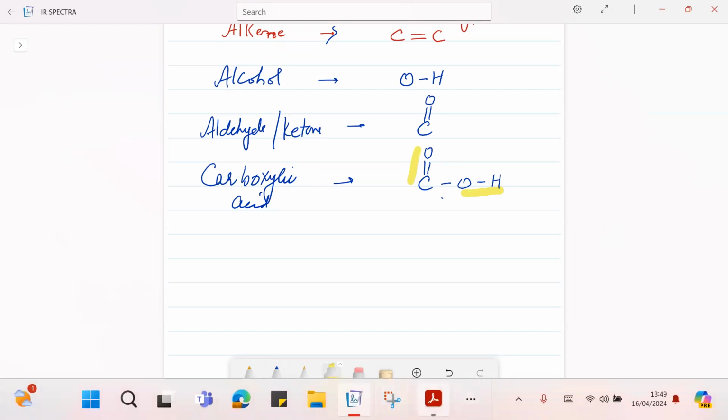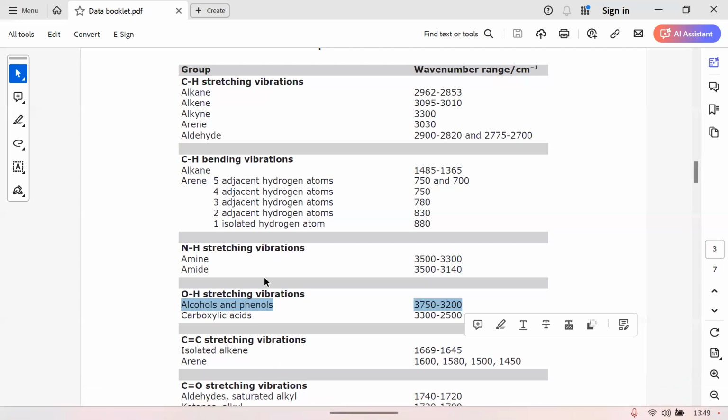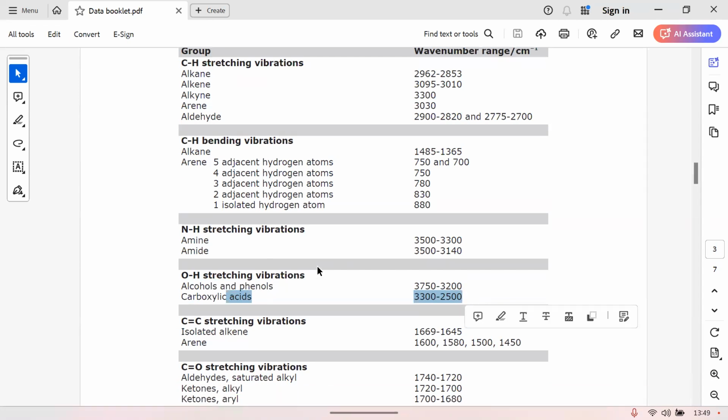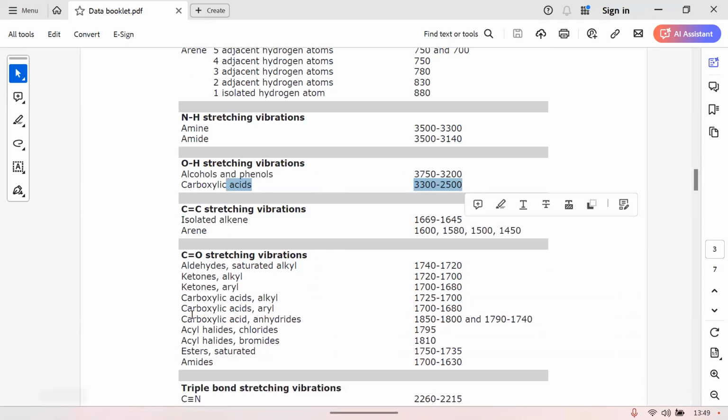That means if you go to the data booklet, you will find there is an OH peak for carboxylic acid at 3300 to 2500. That is the OH peak in carboxylic acid. And then you will also look at the carboxylic acid C double bond O peak. You don't study aryl right now. Aryl is benzene, so you don't need aromatic. Then you will search for this peak also.